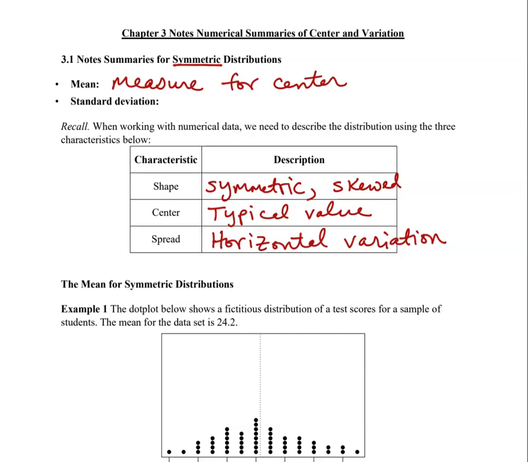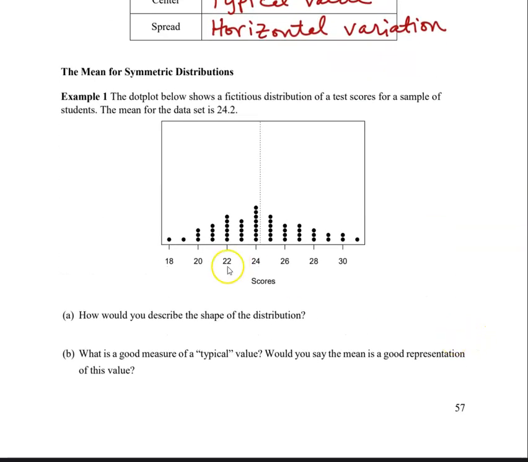Similarly, when we have a symmetric distribution, the standard deviation is what we're going to use as our measurement for the spread. So horizontally, how spread out is the data? Standard deviation you can kind of think of as a typical distance each value is away from the mean in a given data set. So let's look at a quick example here.